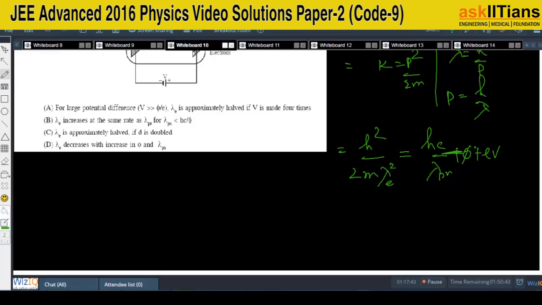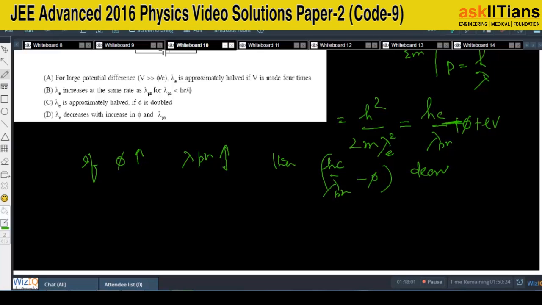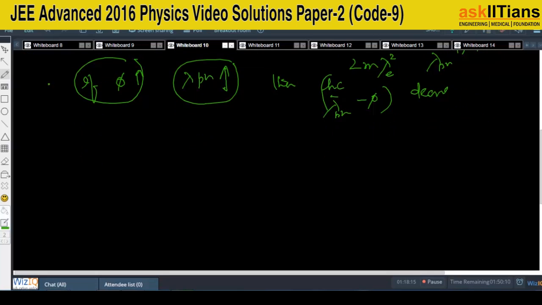So from this first equation we know that if work function increases and lambda ph increases, then the value of hc by lambda ph minus phi decreases. Because if phi increases and lambda ph also increases, the value of hc by lambda minus phi will decrease. As a result, the wavelength of the electron increases.